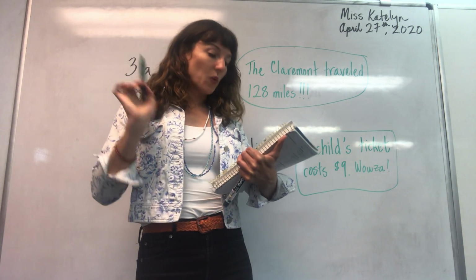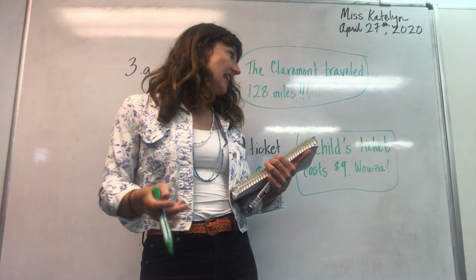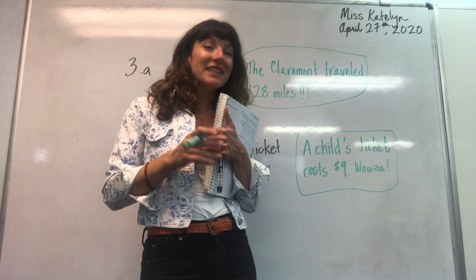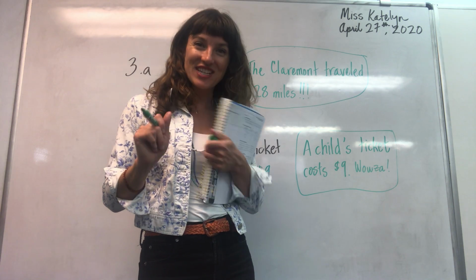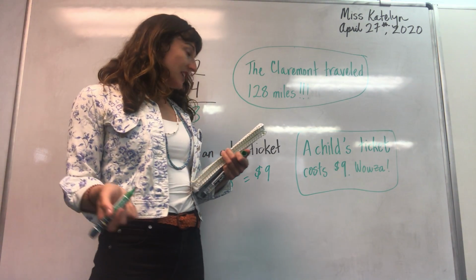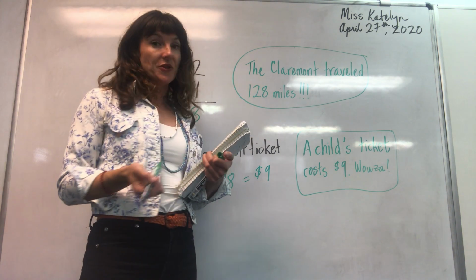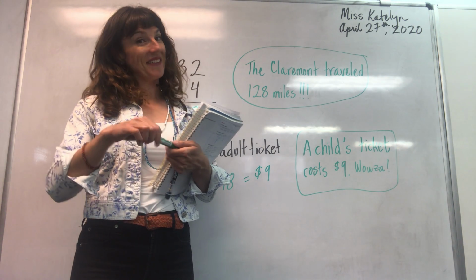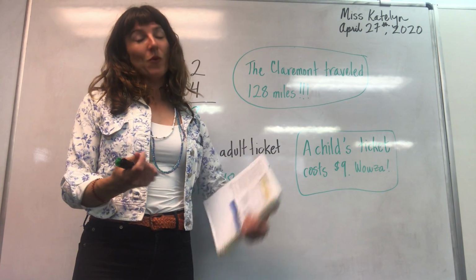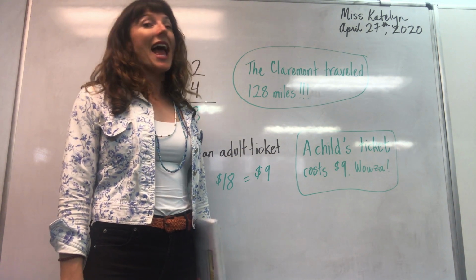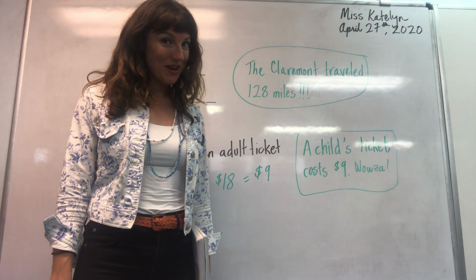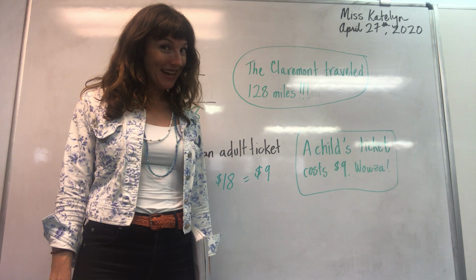The question says, what is the cost for a child's ticket? And then I said, a child's ticket costs $9. Please use the question in your answer. The same thing that we did for 3A. About how many miles did Clermont travel? The Clermont traveled 128 miles. Okay? Please make sure to use the question in your answer. It will help guide you and guard you to double check. Have I answered the question? Okay?